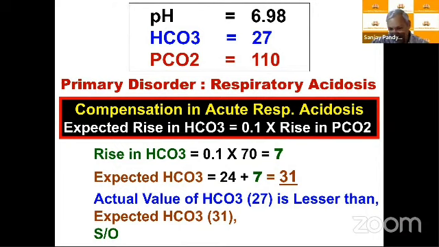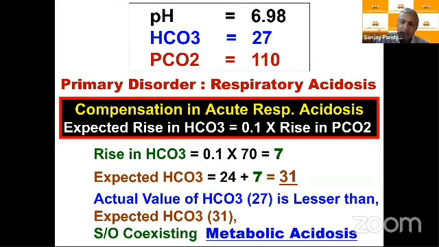Metabolic acidosis. So, with this calculation, instead of 31, when bicarbonate is lesser, 27, that means there is coexisting additional presence of metabolic acidosis. So, with this calculation, we could diagnose that this patient having respiratory acidosis also has coexisting metabolic acidosis.